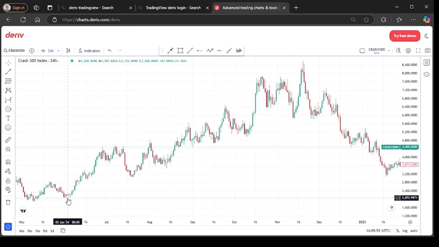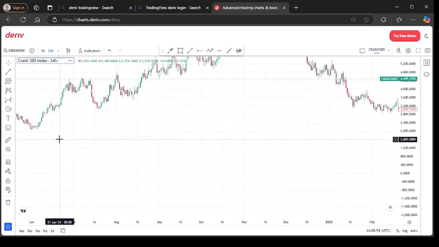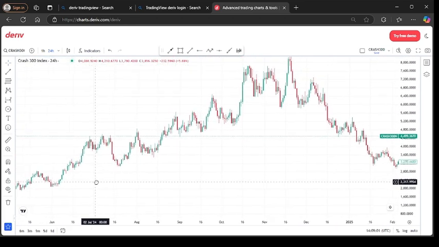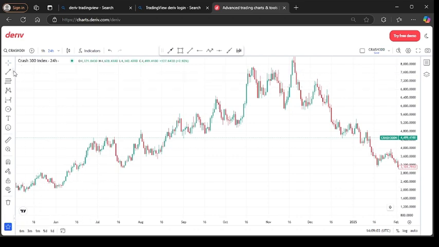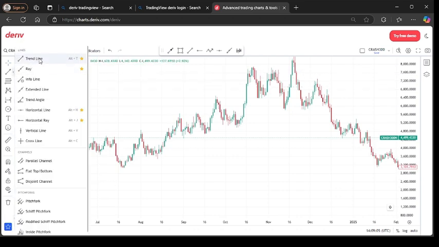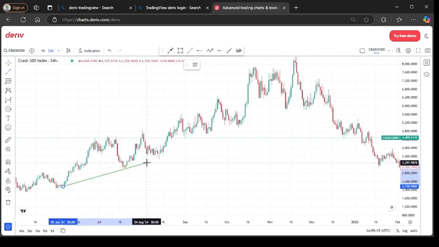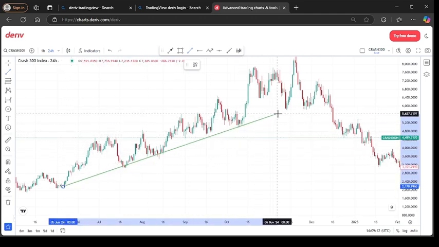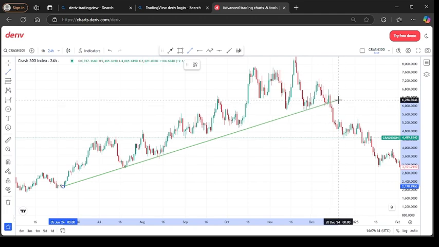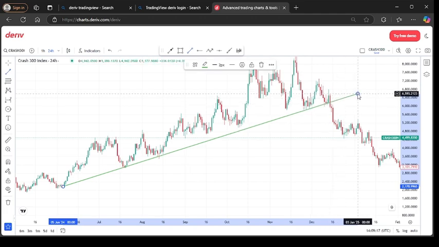All right. This is the Crash 300 chart, and we want to draw our trend line. So we said when you are drawing a trend line, make sure you have two touch points. So this is Crash 300 on a daily time frame. So I come here, I want to draw a trend line, I touch here. So I'm going to draw my trend line like this. So this is my perfect trend line, and it's based on the daily time frame.